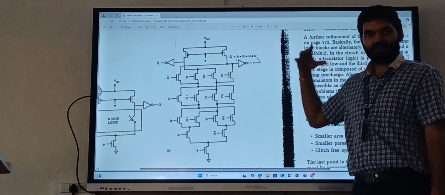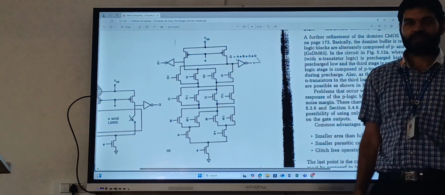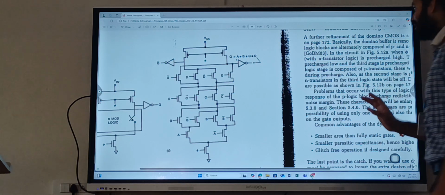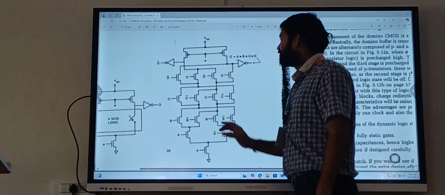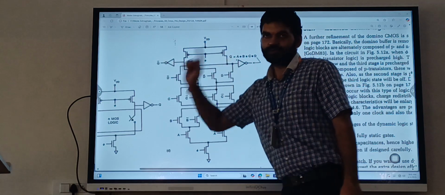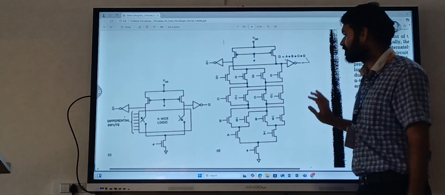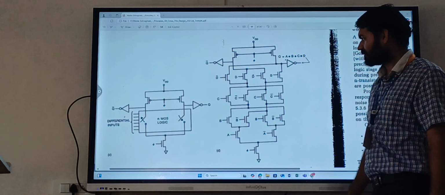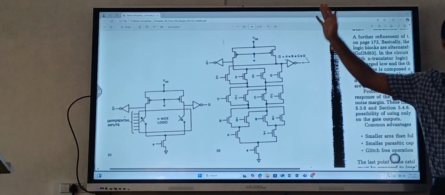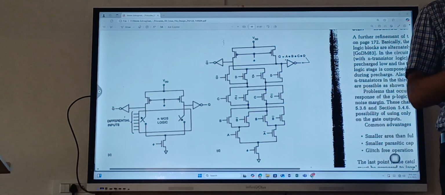How is it acting like a 4 input XOR gate? Again we are using CVSL logic. So I'll get output Q and I'll get output Q bar also, and I'm using 2 inverters. That previous circuit was a static circuit, this is a dynamic circuit using CVSL logic.